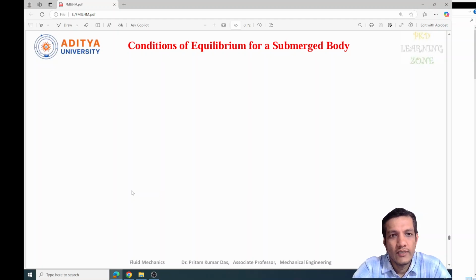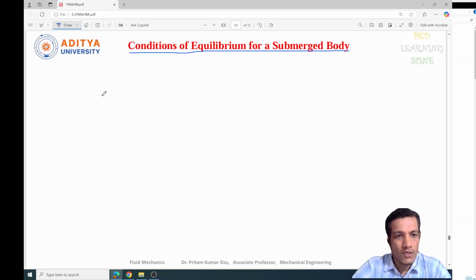In this lecture we will discuss the conditions of equilibrium for a submerged body. In our previous lectures we have discussed the condition of equilibrium for a floating body. So let's discuss the concept of these conditions of equilibrium for a submerged body. A floating body we have seen, that means the body is going to float over a liquid. Now here the body is going to submerge inside the liquid.